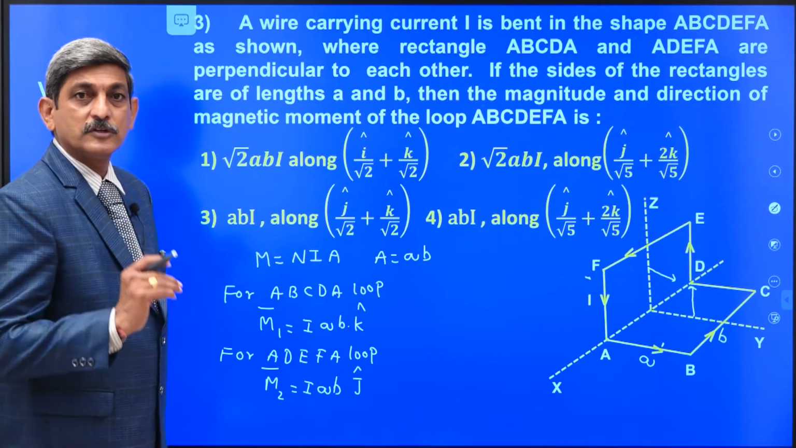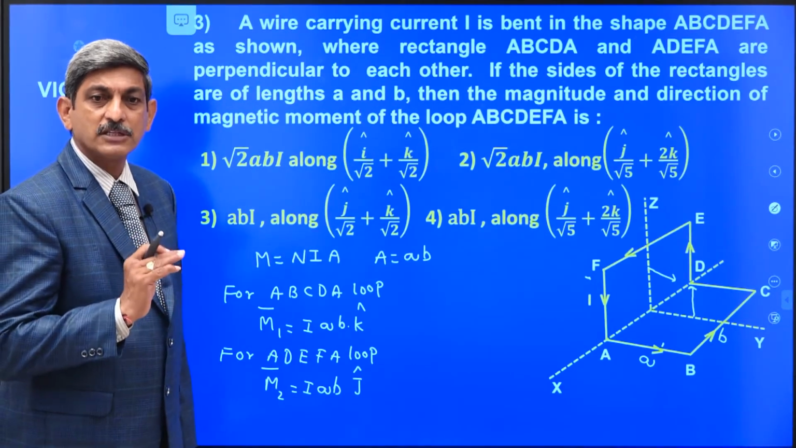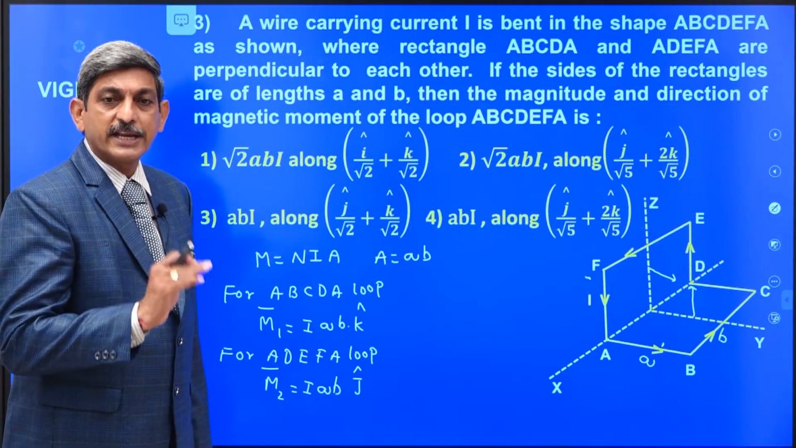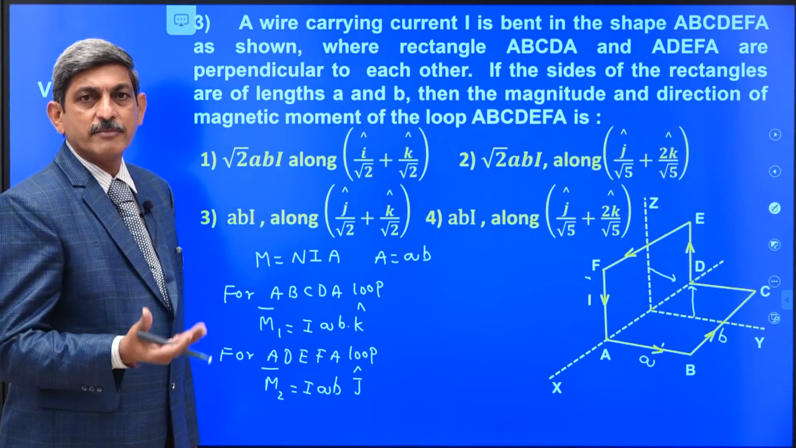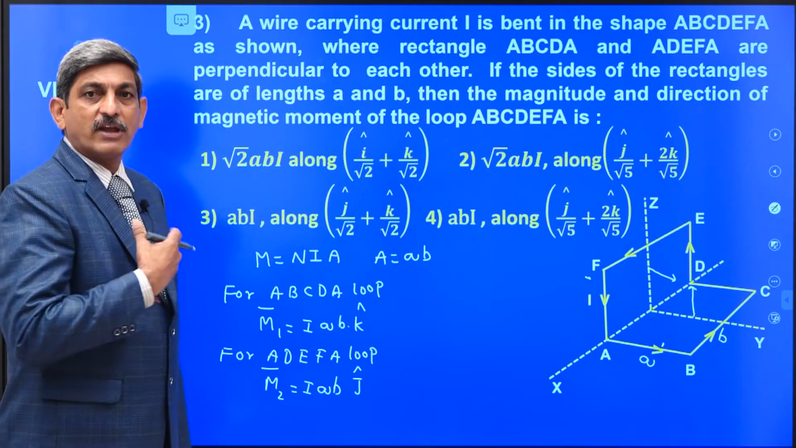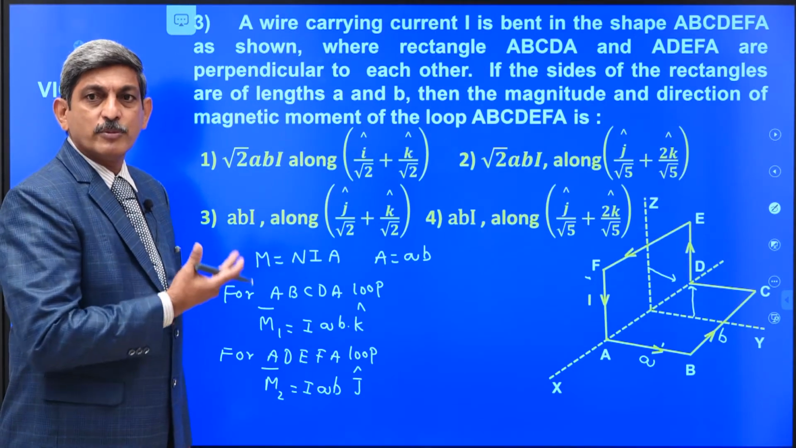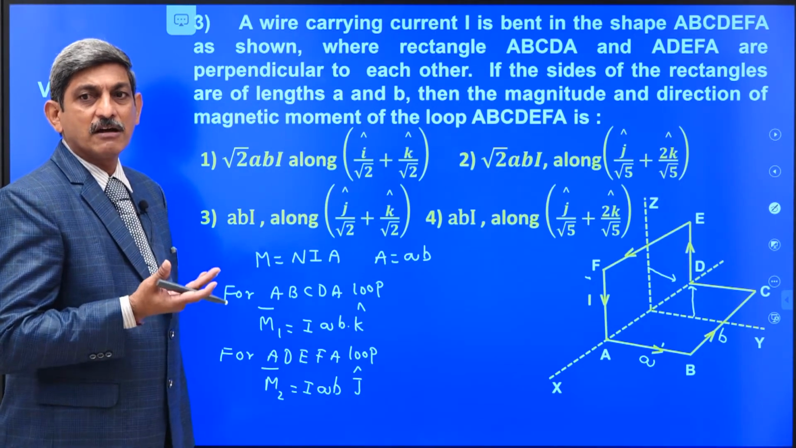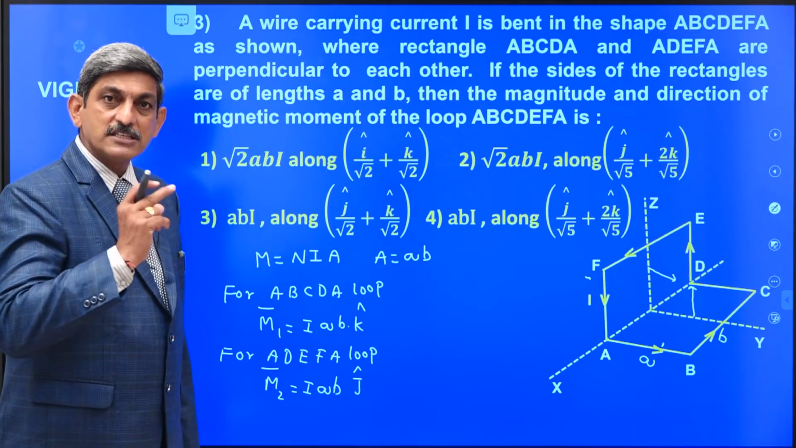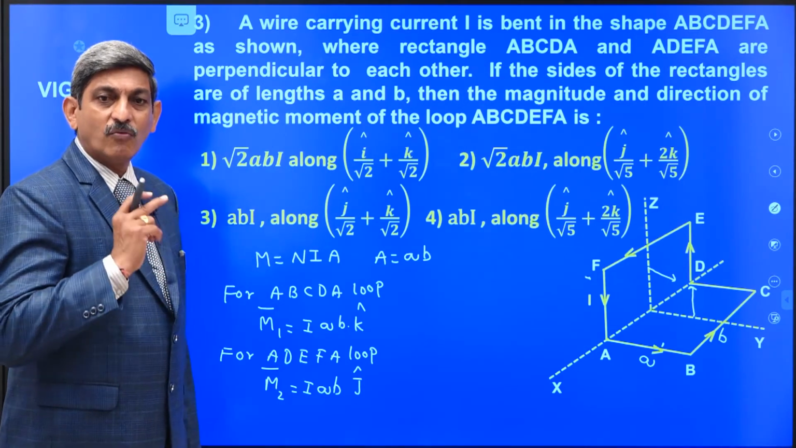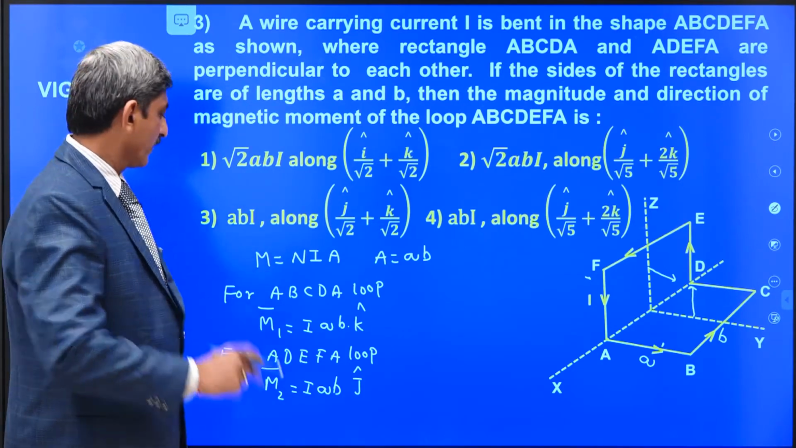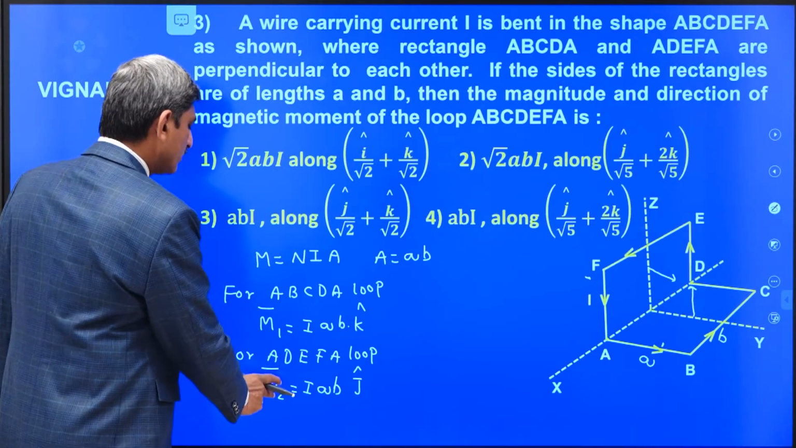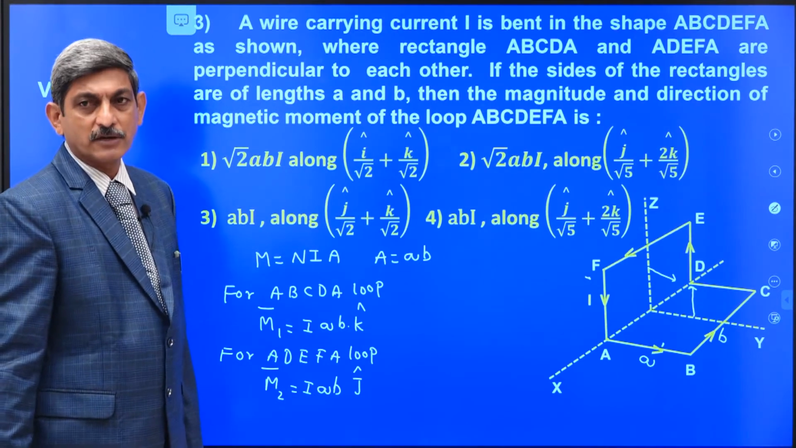Okay, so by using the proper rules we have to find out the magnetic moment direction. If there is any mistake in identifying the direction of the magnetic moment, then while adding the magnetic moments vectorially you will get wrong results. That's why the magnitude and the direction of the magnetic moment have to be identified exactly. Now here we know the M1 value and M2 value in their vector form.